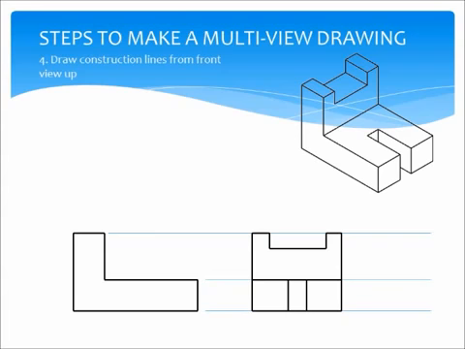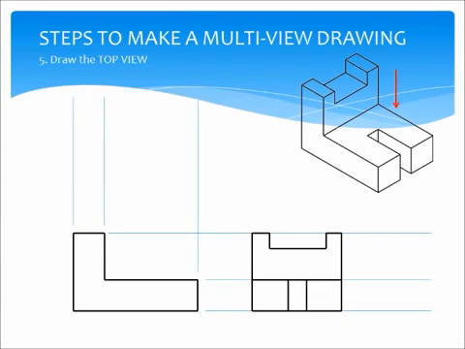Okay, so now we're ready for the top view. The top view always goes above the front view. And the first thing we're going to do is we're going to take the front view and we're going to draw construction lines up from the edges of the front view. See that? And then we're going to draw the top view. The top view is what we see from the top.